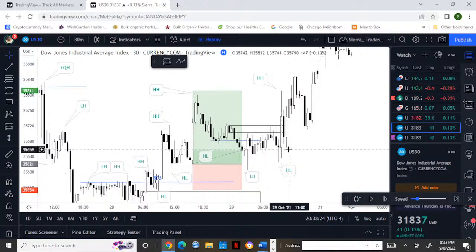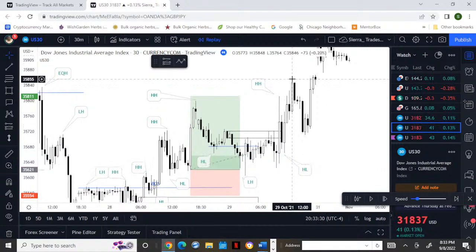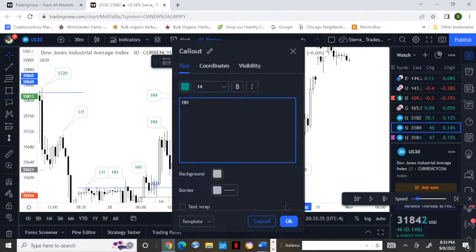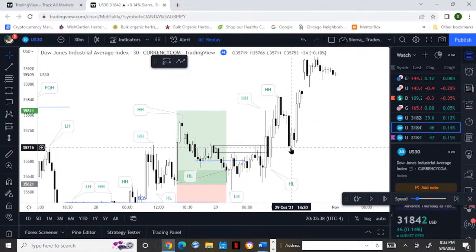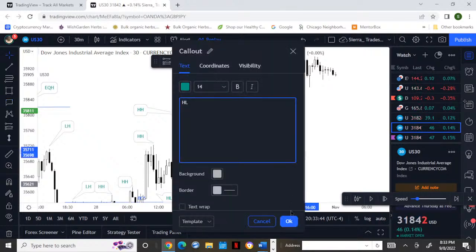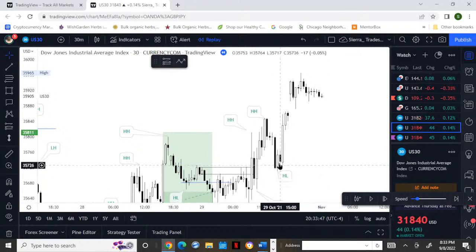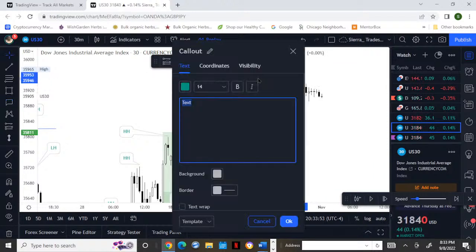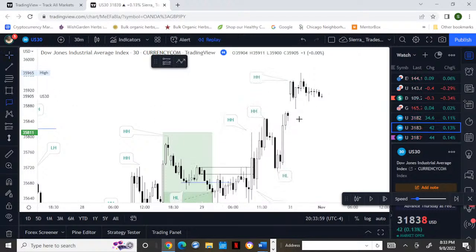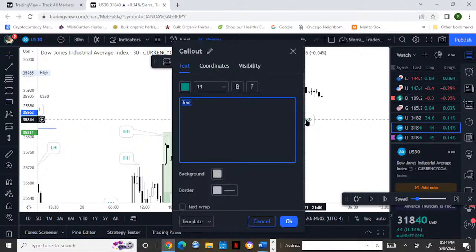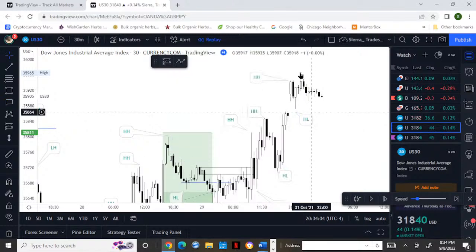Here to here, I'm gonna mark this higher low, to here, higher high. To here, higher low. To here, higher high. To here, higher low. To here, higher high.